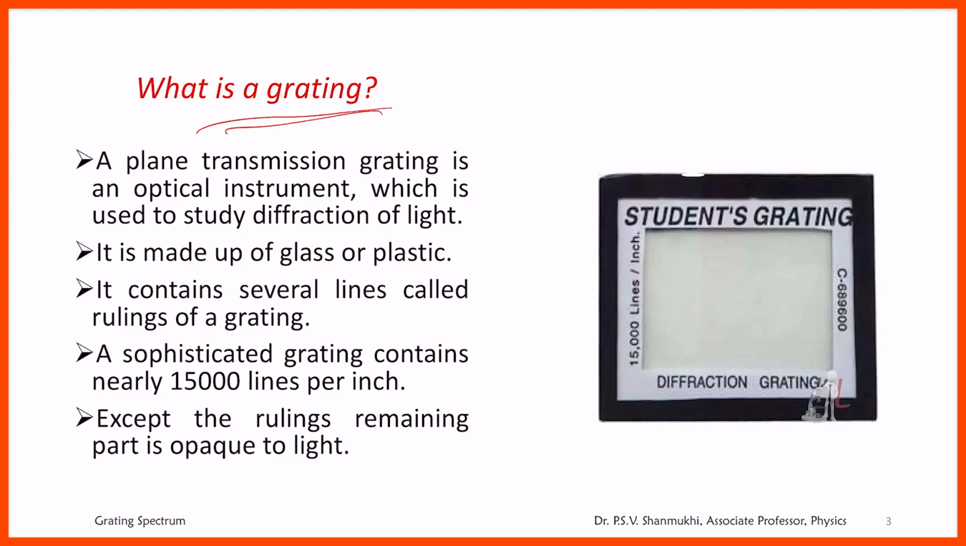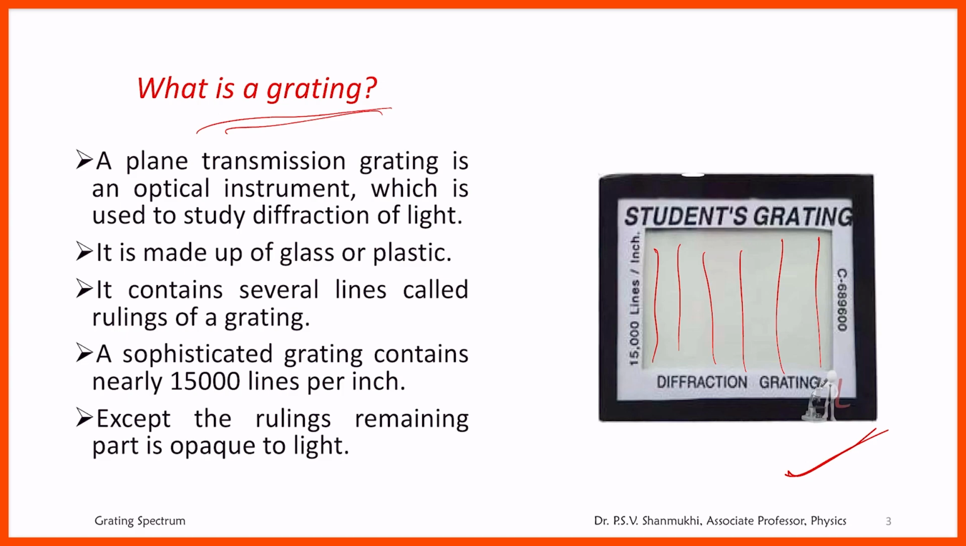Generally a grating is made up of either glass or plastic. It is simply a glass plate or a plastic plate. In general, we go for glass material. It contains several lines, which are called the rulings of the grating. Say this is the plane transmission grating given. With our eye, we cannot observe the many lines drawn on it. Several lines are drawn, and they are called the rulings of the grating.